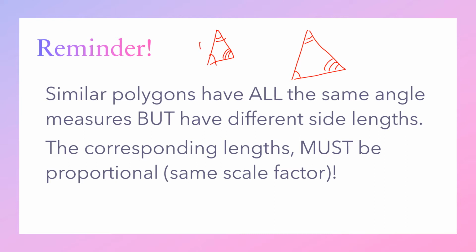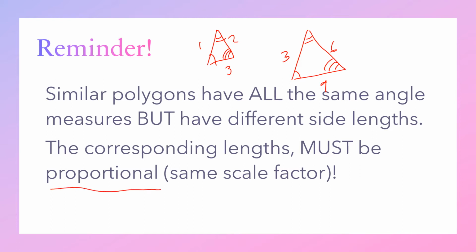say this would be 1, 2, and 3, this could be like 3, 6, and 9. So all the same angles, the angles have a corresponding angle in the other figure that it is congruent to, but the side lengths are different. The corresponding lengths must be proportional.